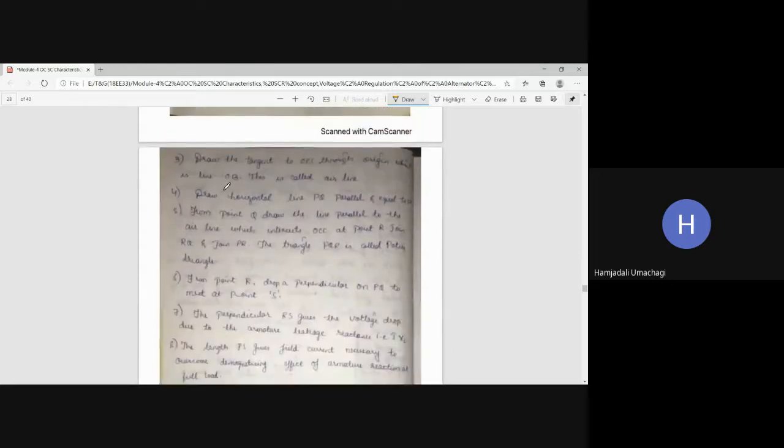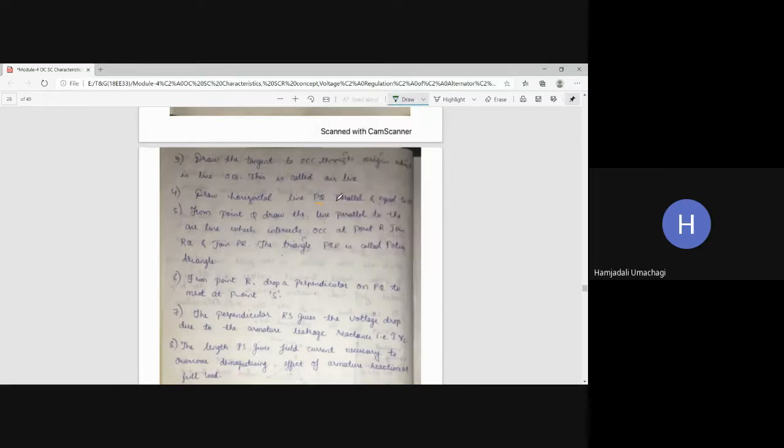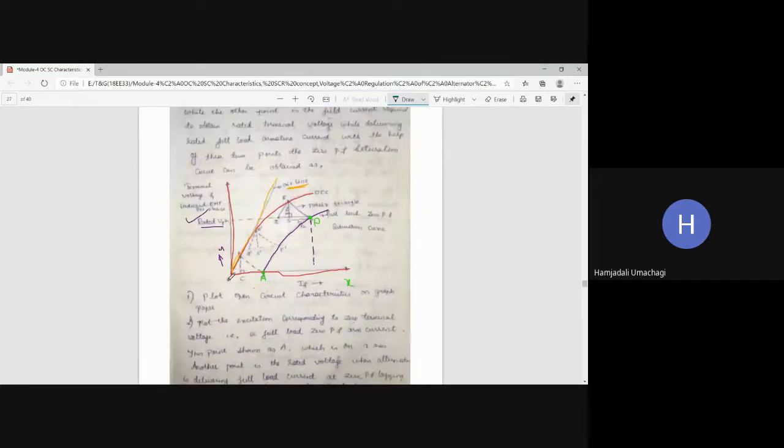And step number 4: draw horizontal line PQ parallel and equal to OA. Now here you should draw the horizontal line PQ. How should you draw it? Draw horizontal line PQ parallel and equal to OA. OA means this is my OA length. Equal to the OA length, you should draw the PQ line. PQ line is this line.